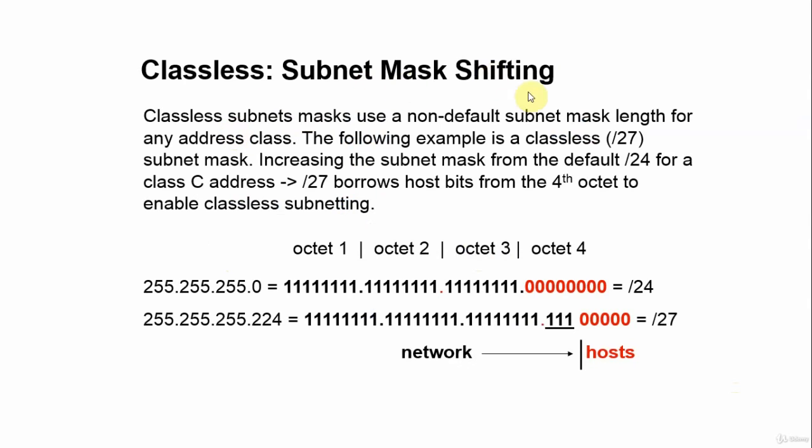And subnet mask shifting, I've kind of talked about this already. I'm using a non-default subnet mask for an address class, and so I'm just shifting bits over into this fourth octet. This is /27, so 8, 16, 24, 25, 26, 27. So these 3 bits here I'm using for subnets to create a bunch of subnets, and these 5 bits left are for hosts.